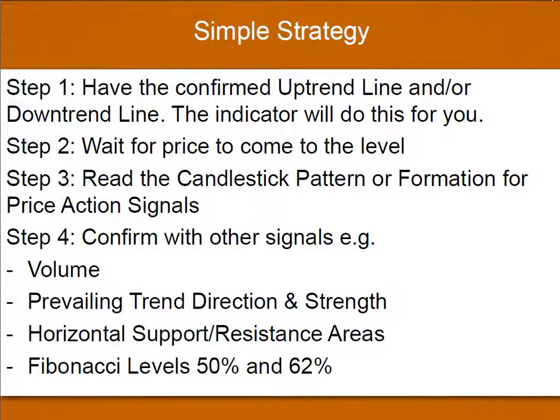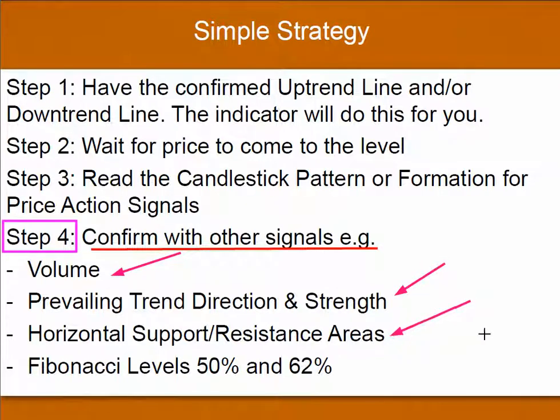Step number 4, not very key at the moment because I want to make it simple and easy. But for you to become a professional trader, don't just depend on the first 3. They will give you some good wins, but I really think you need to consider confluence of factors. For me, I will check either volume, trend direction, whether there was a support or resistance in that same area, or what the Fibonacci retracement level was. Whether it is a 50%, I like 50%, and 61.8%. Okay?